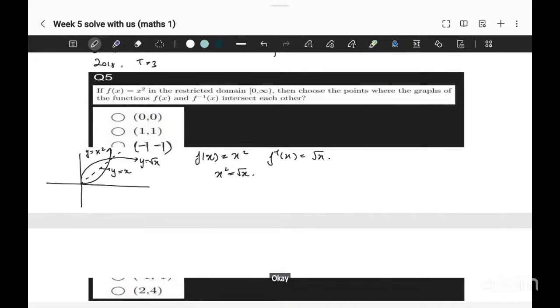Okay. So this will be x raised to the power 4 equals x. Now this will be x raised to the power 4 minus x equals 0. Okay. So this will be x cube minus 1 equals 0. Correct?